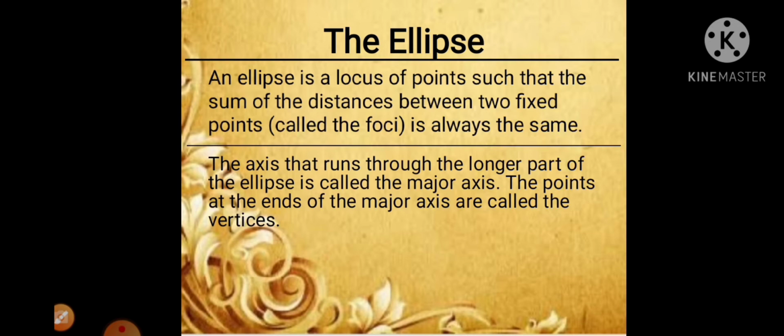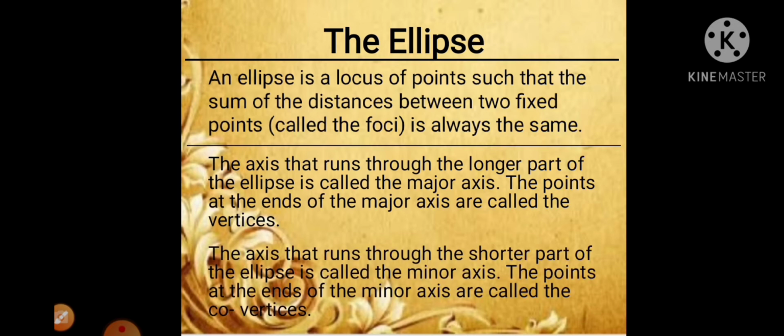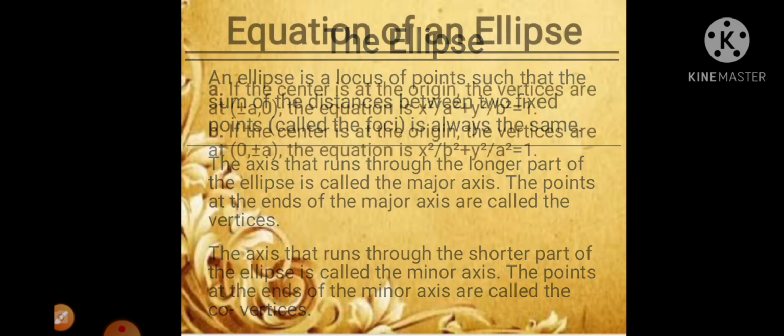The points at the ends of the major axis are called the vertices. The axis that runs through the shorter part of the ellipse is called the minor axis. The points at the ends of the minor axis are called the co-vertices.